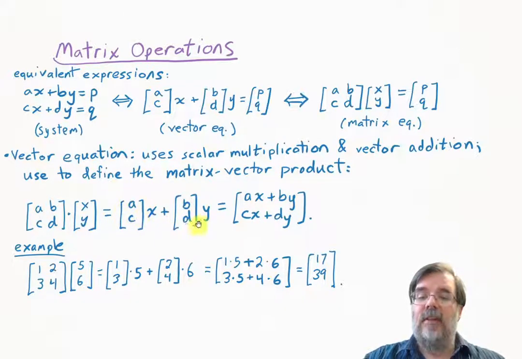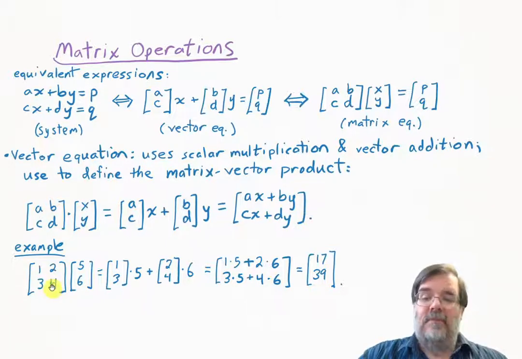Right? This involves some scalar multiplication. So here, this first vector would be a times x and c times x. The second vector would be b times y and d times y. Then you use vector addition to add those up, and the result is a vector. ax plus by is the first component, and cx plus dy is the second component. And that's how we'll define it.